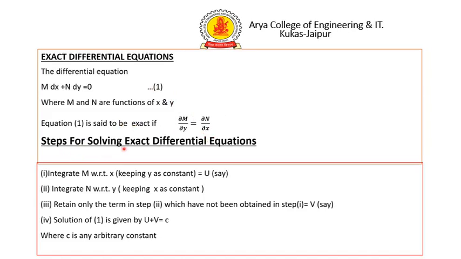To solve the exact differential equation, we follow these steps. First, integrate M with respect to x keeping y as constant, and let it be u. Step 2, integrate N with respect to y keeping x as constant. Step 3, retain only the terms in step 2 which have not been obtained in step 1, and say it is v. The solution of the exact differential equation 1 is given by u plus v equals c, where c is any arbitrary constant.